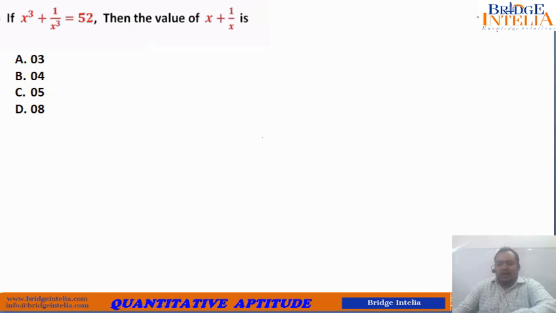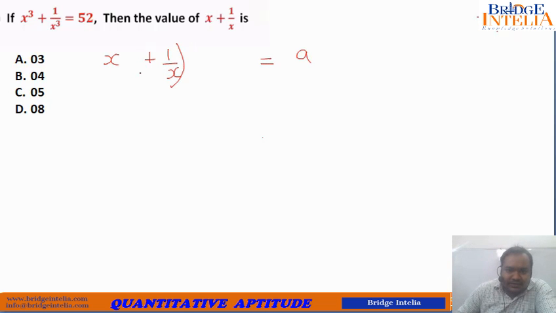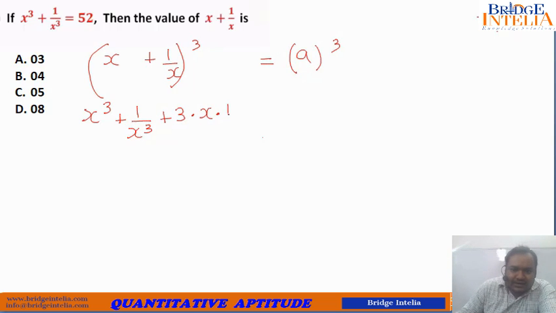Okay, now how to solve this? So you know x cube plus 1 by x cube is equal to this much. You don't know x plus 1 by x is equal to how much. So let x plus 1 by x be equal to a. So if you cube both sides, what do you get? a cube plus b cube plus 3 into a into b into a plus b must be equal to a cube.